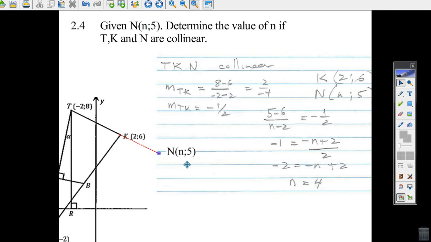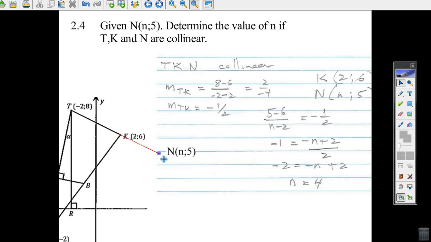Well, if it's in a straight line, that means it's got exactly the same gradient. TK has to have the same gradient as KN, because they're in a straight line. That's the idea we're going to use. First we find the gradient of TK. We go 8 minus 6 over minus 2 minus 2. We get 2 over minus 4. The gradient of TK is minus a half.